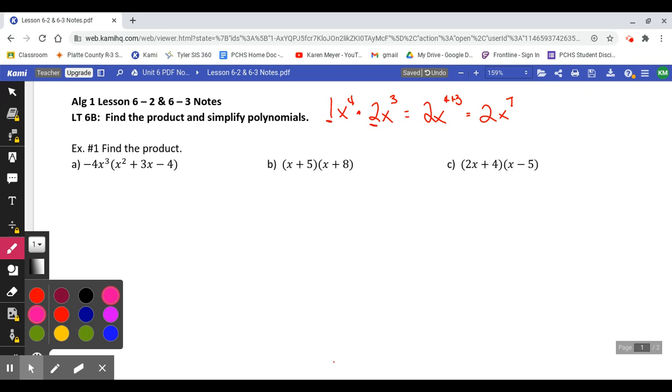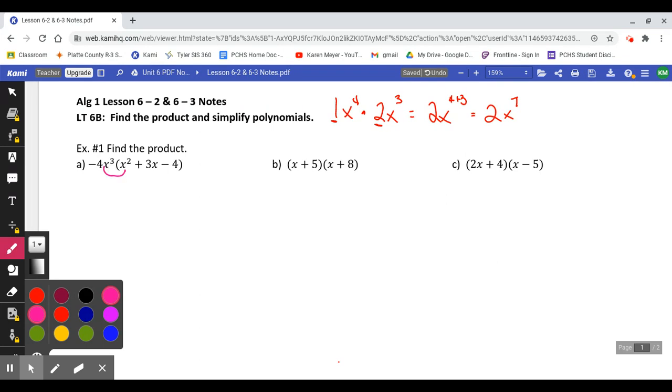On this one, you notice that you have one item on the outside. So your job is to take that item and distribute it to each one on the inside. So what is -4 times 1? Well, that's -4. And then when you're multiplying, remember to add your exponents. So 3 plus 2 gives me x to the 5th. Then -4 times 3 is -12.